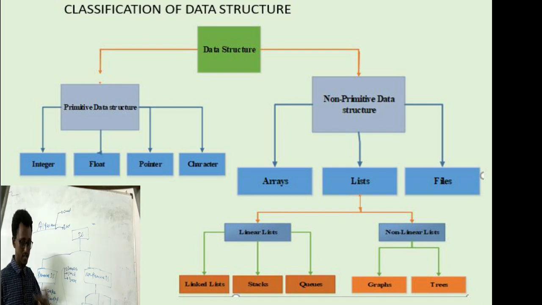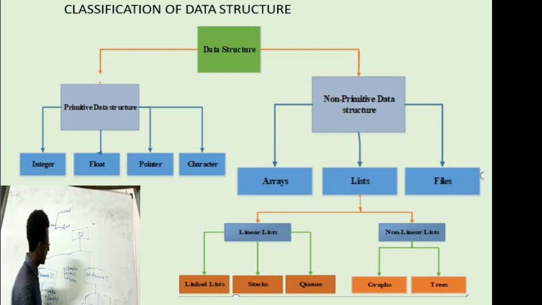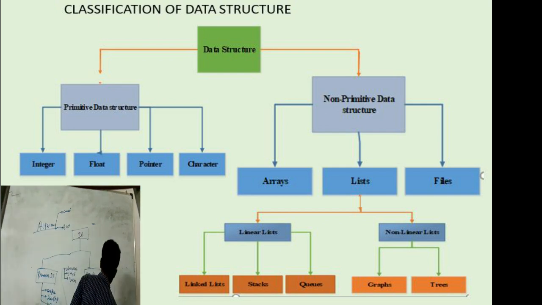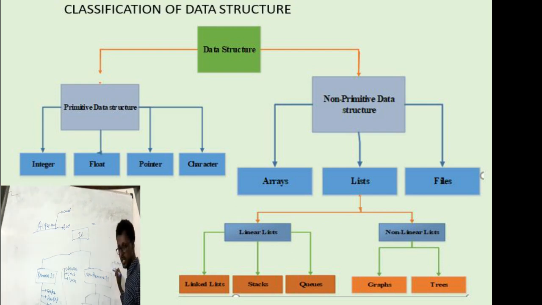These are the linear, non-primitive data structures. When it comes to nonlinear, non-primitive nonlinear data structure, the first one is the tree, and the second one is what? Graph.